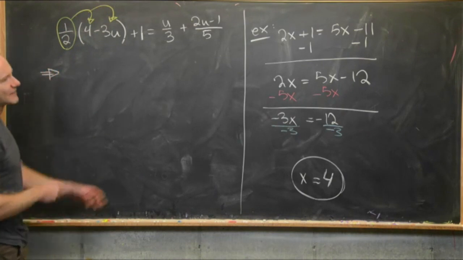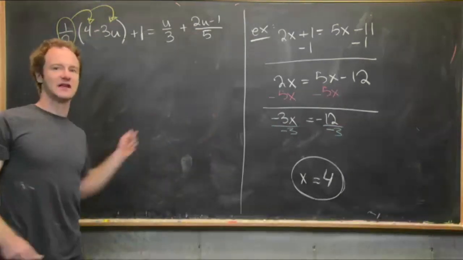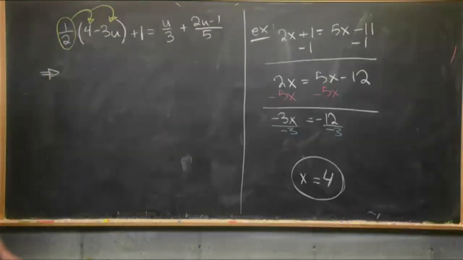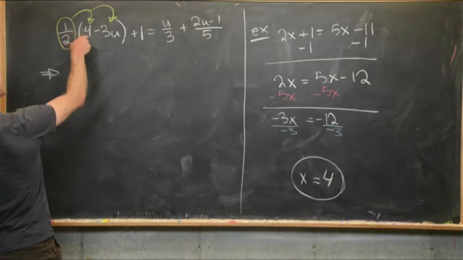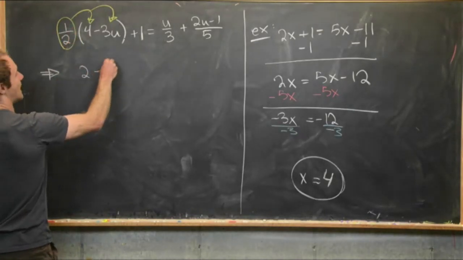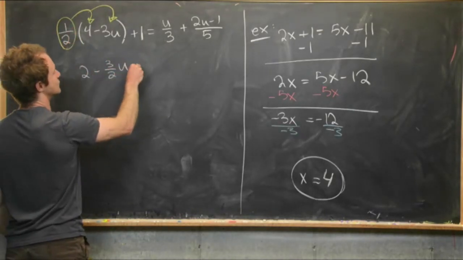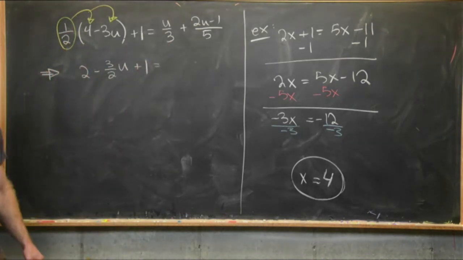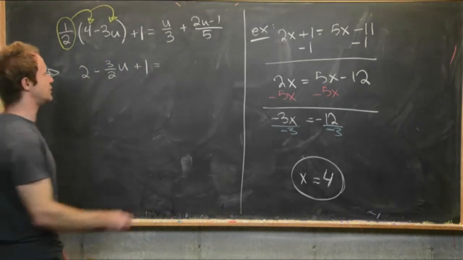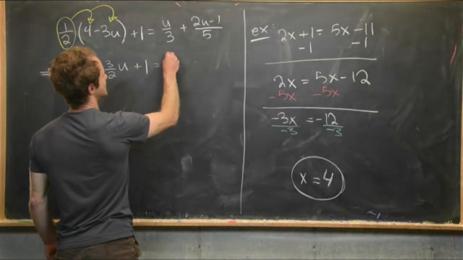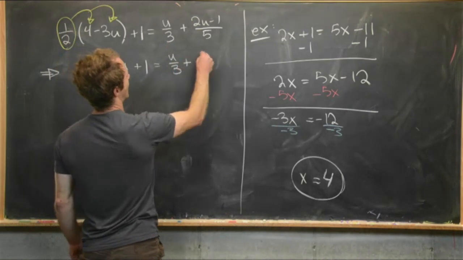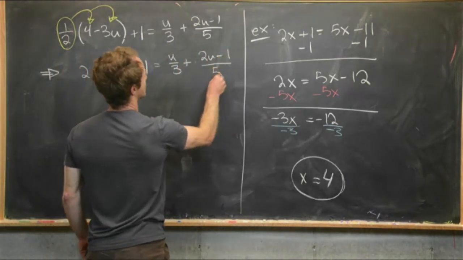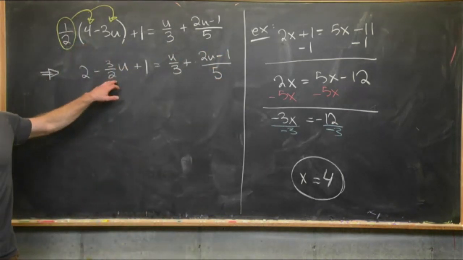So notice I haven't added or subtracted anything from one side of the equation to the other. I'm just simplifying the left-hand side at this point. So if I do half times 4, I get 2 minus 3/2 u plus 1 equals. Now I really want to think about this u over 3 as being 1/3 u, but we can just write it as u over 3 for now. But sometimes you'll want to write it as 1/3 u, like this is 3/2 u.